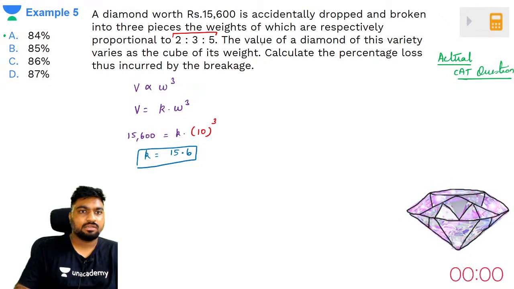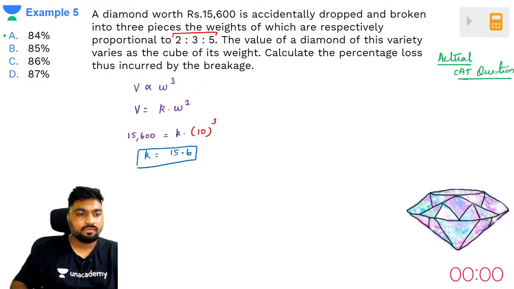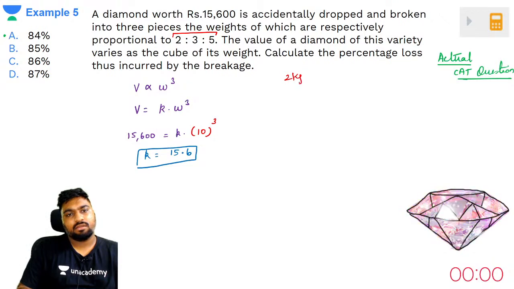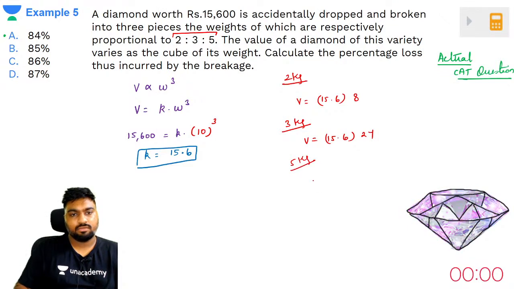So we found that out. Now what do we have to find out? The overall value of it. Let's find for 2 kgs first. For a 2 kg diamond, the value will be equal to k, that is 15.6, into 2 cubed, that is 8. For 3 kg, it's going to be 15.6 into 3 cubed, which is 27. And for the 5 kg, it's going to be what?